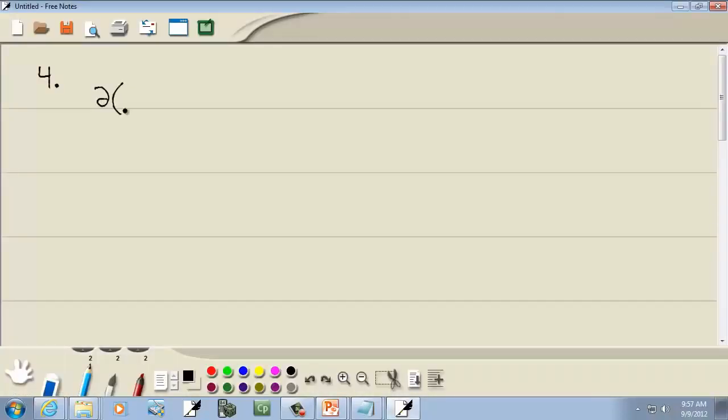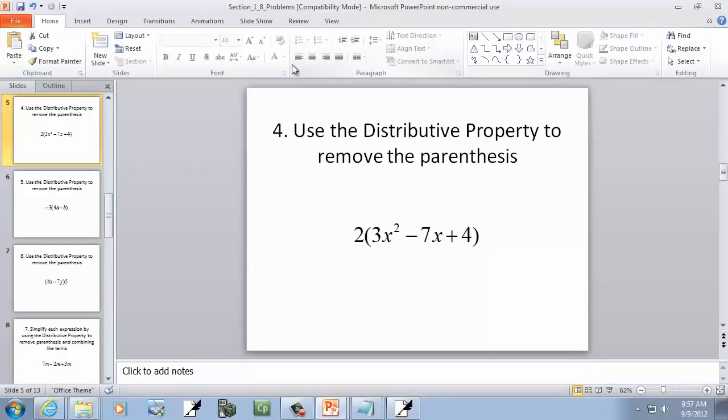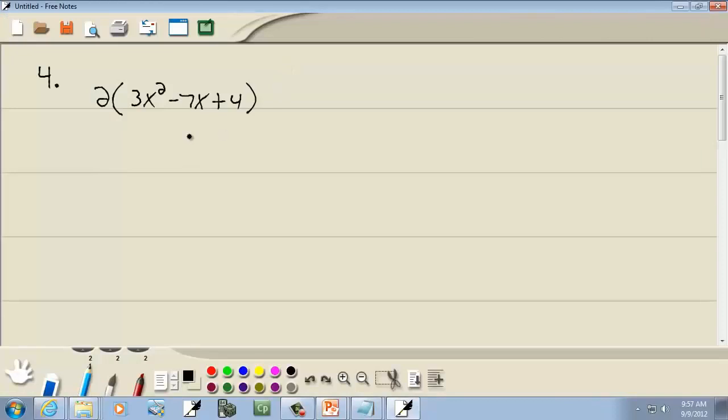We have 2 times 3x squared minus 7x plus 4. It says use the distributive property to remove the parentheses. Well, a 2 out in front of this indicates multiplication. Now inside we have 3 different items, separated by pluses and minuses. So we're going to take this 2 and multiply it times the 3x squared, times the negative 7x, and times the 4.